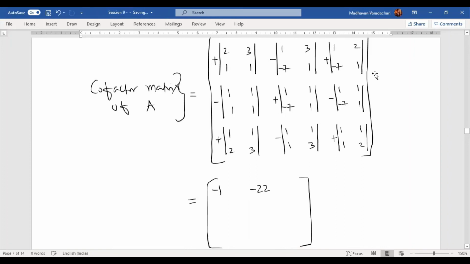Then here, 1 into 1, 1 minus of minus 14. So it becomes 1 plus 14. Outside it is positive, so it is 1 plus 14, which is 15. And here, 1 minus 1, it is 0. Here it is 1 minus of minus 7, so it becomes 1 plus 7. 1 plus 7 is 8. Here it is 1 minus of, let me clearly write this.